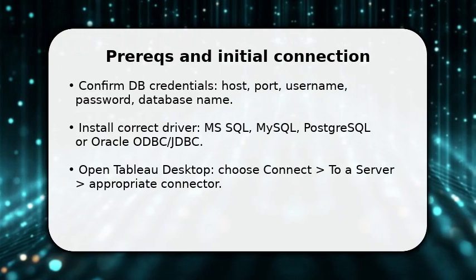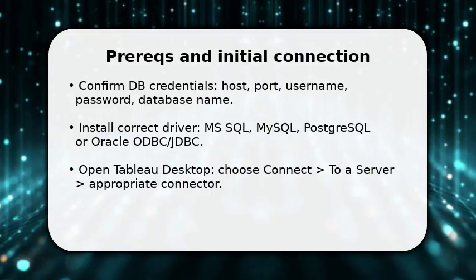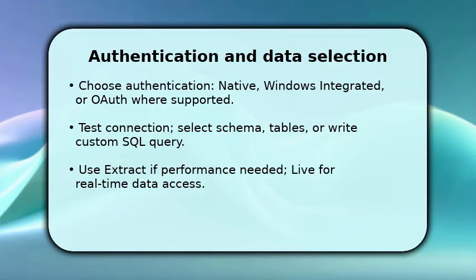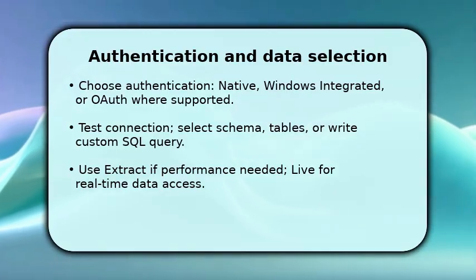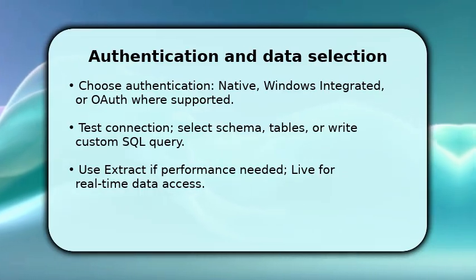Now focus on authentication and selecting data. Choose the proper auth method, native username/password, Windows Integrated, or OAuth, because credentials determine access and row-level permissions. Click Test Connection to confirm access. Resolve any errors before proceeding.